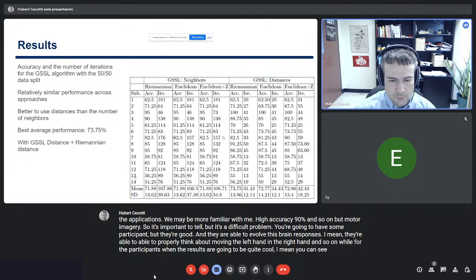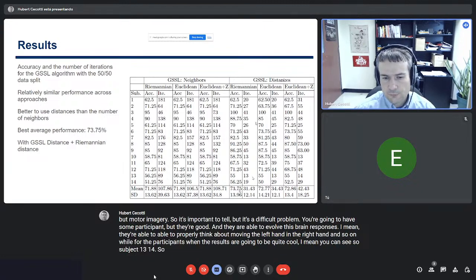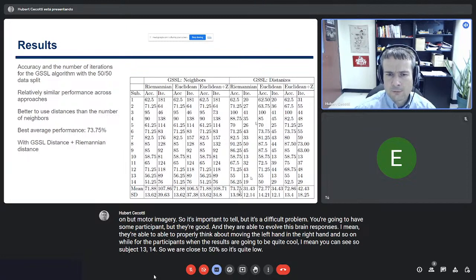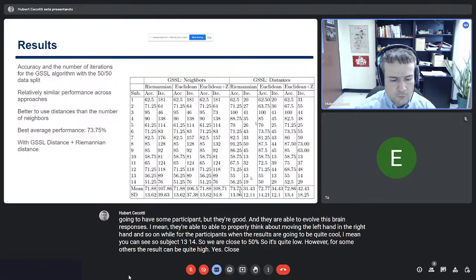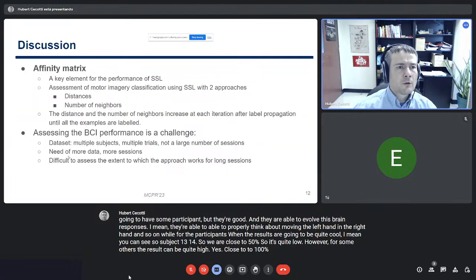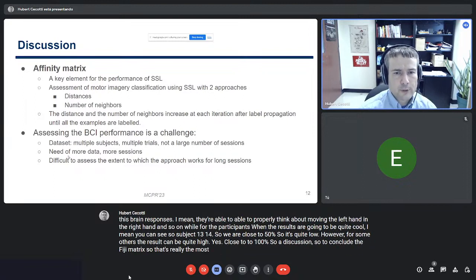You can see, so subject 13, 14, we are close to 50%, so it's quite low. However, for some others, the result can be quite high, close to 100%. So, discussion. To conclude, the affinity matrix, that's really the most important part.